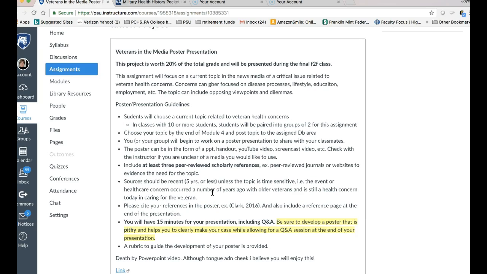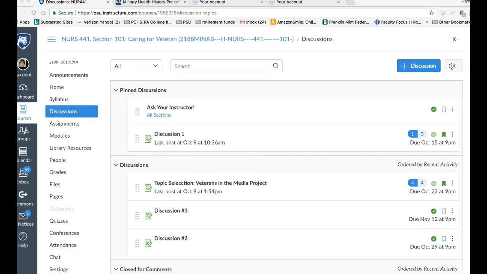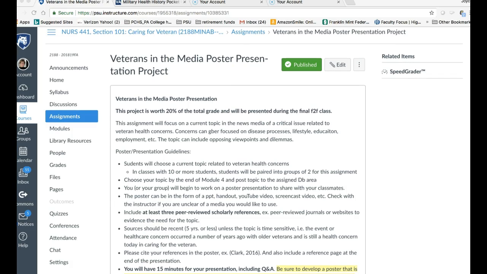Make it fun. These are different ideas and concerns. I have a little typo there. As long as it focuses on veterans' health, it's acceptable for the class. Make it fun. And remember to put your topic in, I believe, by week 4 in the discussion board.